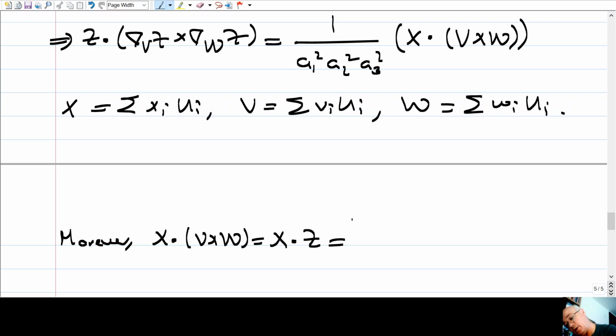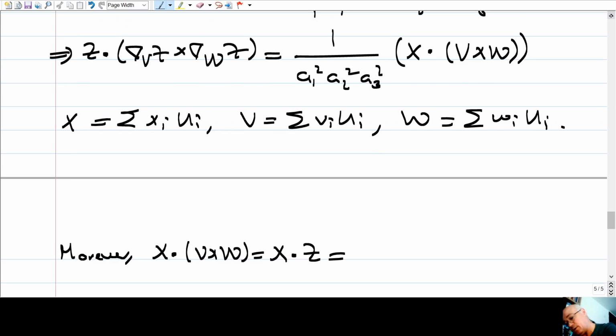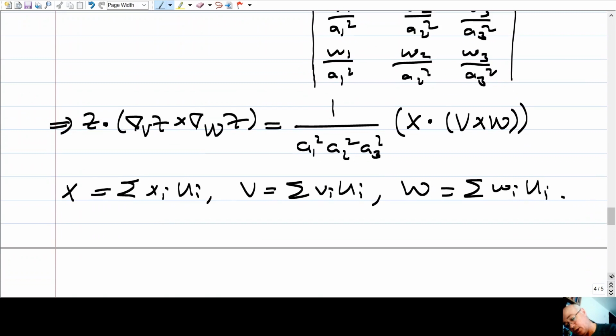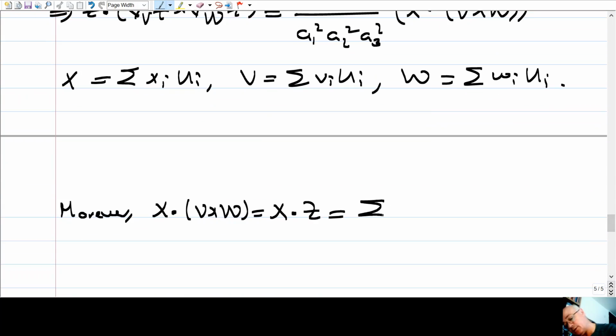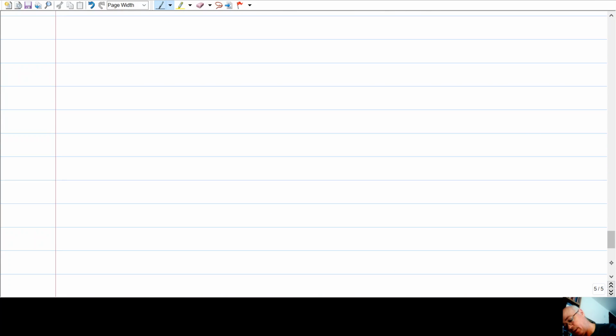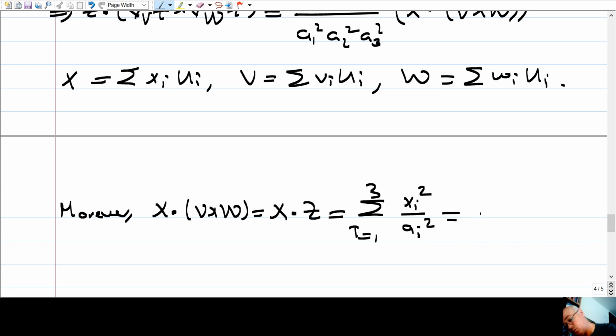So x is this, z is this vector. I multiply with x, so this will be x1 squared, x2 squared, x3 squared, and then you add them all. So this will be just xi times xi over ai squared. So this is xi squared over ai squared, i from 1 to 3. And we know that since we are on the surface, this summation is equal to 1. So this is just 1.